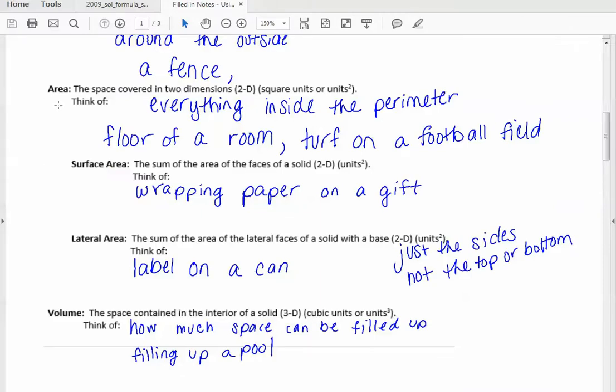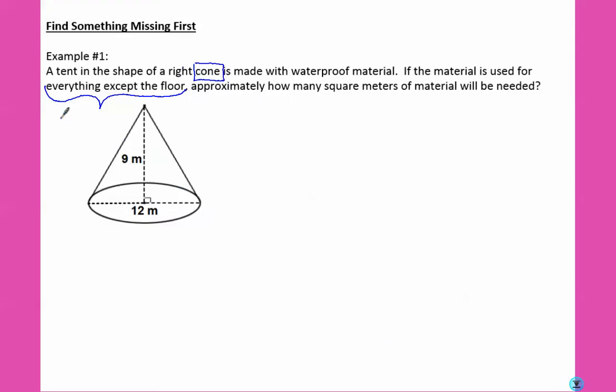So which type of area? Is it the space covering two dimensions? No, because a cone is not 2D, it's 3D. So it's either got to be surface area or lateral area. Lateral area is the one we want because we said just the sides, not the top or bottom. And when you're making a tent, we're just covering the sides. So we know that this means that we're dealing with lateral area. So we now need the formula for the lateral area of a cone.